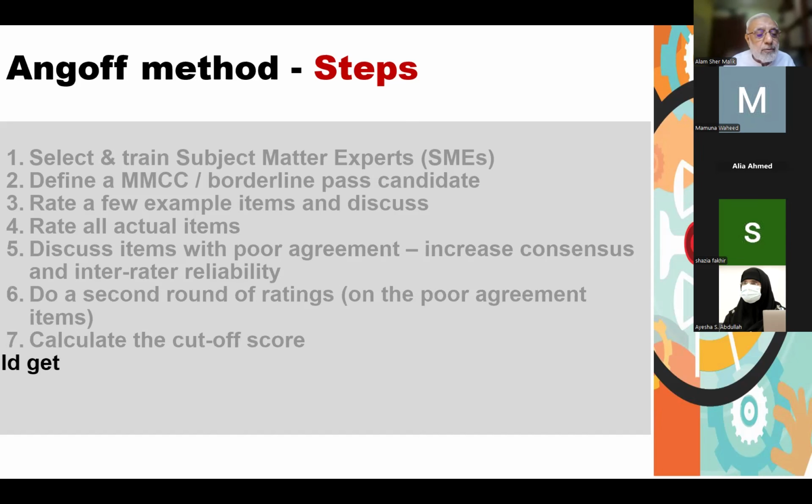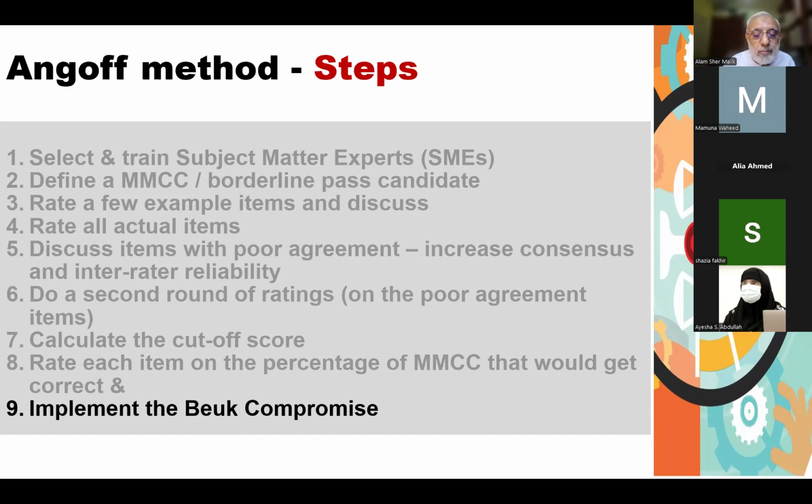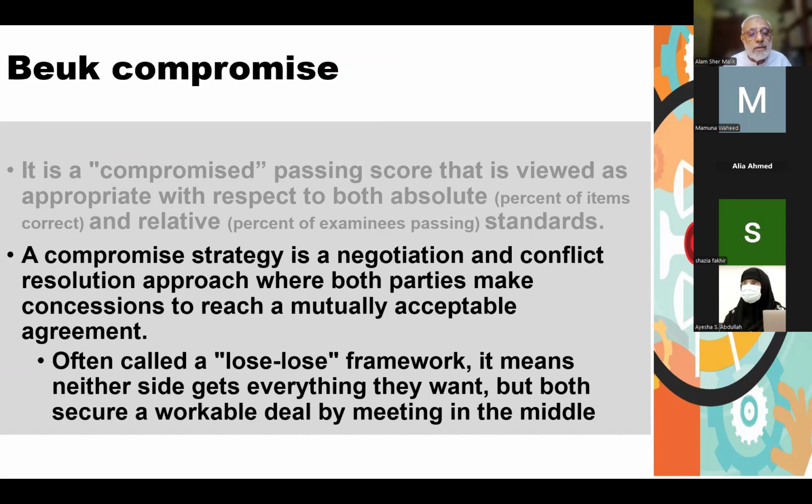Then calculate the cutoff score, like I showed you in the previous table, and then rate each item on the percentage of minimally competent candidates that would get it correct, and finally implement the Beuk compromise. What is the Beuk compromise? It is a passing score that is viewed as appropriate with respect to both absolute and relative standards. So there may be one item where there is a difference of opinion among SMEs, so they are asked to compromise.